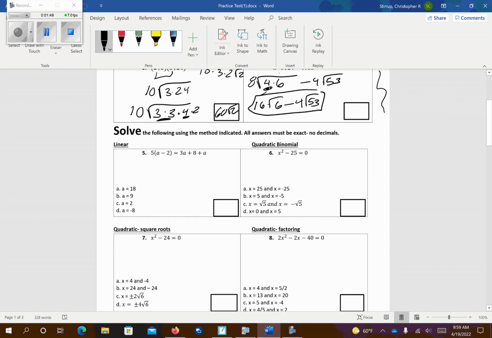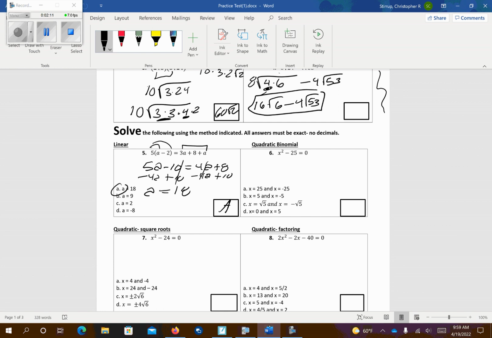This next one, we want to distribute over the parentheses, so I get 5a minus 10. And that's going to give me 4a plus 8. Subtract 4a from both sides. So that's going to give me an a. Add 10 to both sides. Those cancel. And that's going to give me a equals 18. So letter A is our answer.